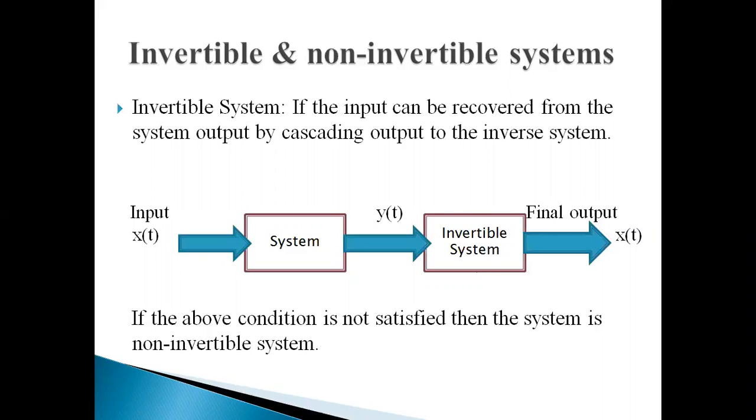If output of the system y(t) is applied to that system and it gives the original input, that is x(t), then that type of system is called as invertible system. If the above condition is not satisfied, then the system is non-invertible system.